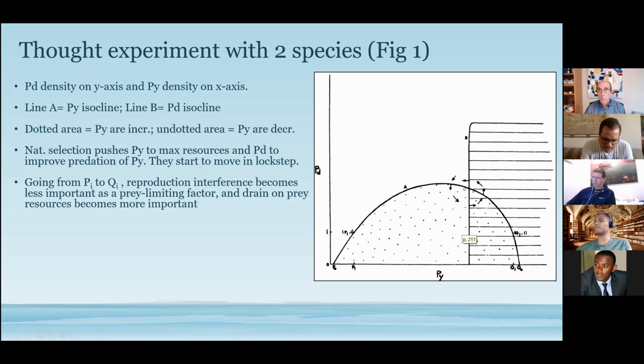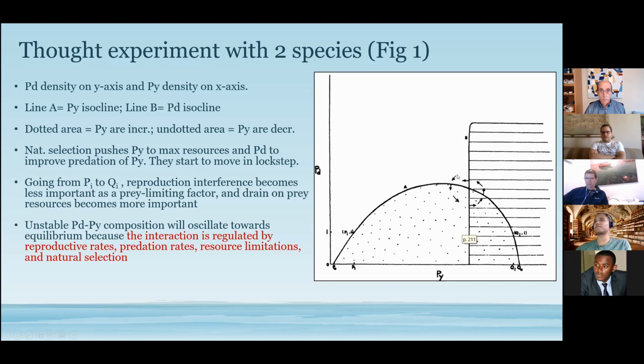But the equilibrium and the stability is really that, like Carl was showing in his figures earlier, it never actually hits equilibrium and stays there. It's constantly moving back and forth. And to wrap up the takeaway, an unstable predator and prey composition will oscillate towards equilibrium because of the interactions that are regulated by reproductive rates, predation rates, resource limitations, and natural selection.